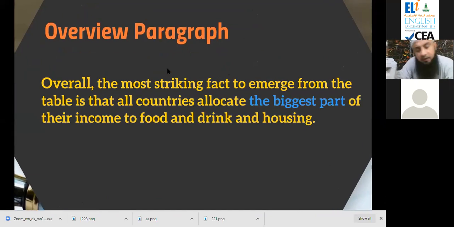The overview paragraph comes after the introductory paragraph. This is where you write the general idea of the whole diagram, chart, or graph. So you say: overall, the most striking fact to emerge from the table is that all countries allocate the biggest part of their income to food and drink and housing.